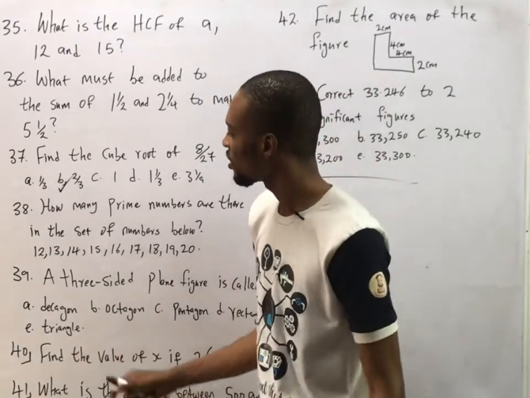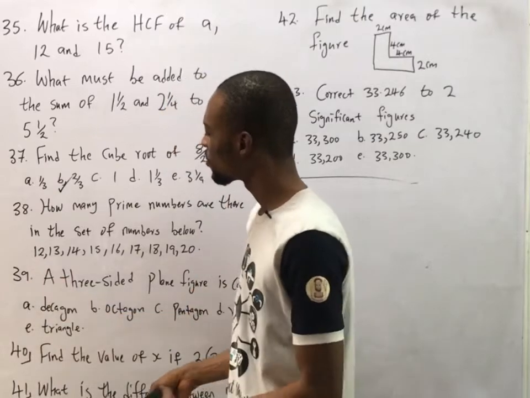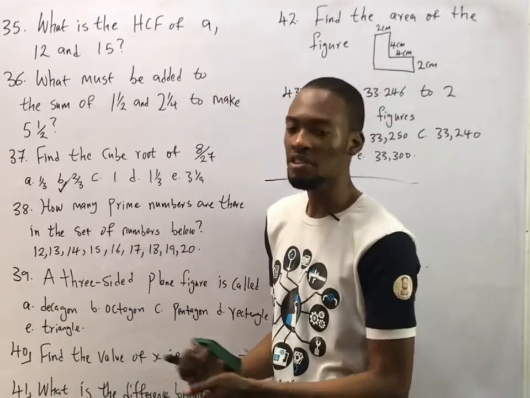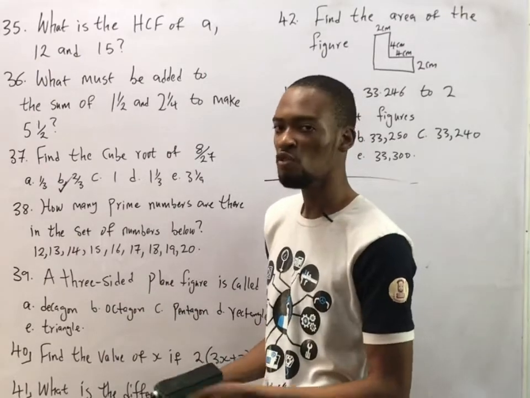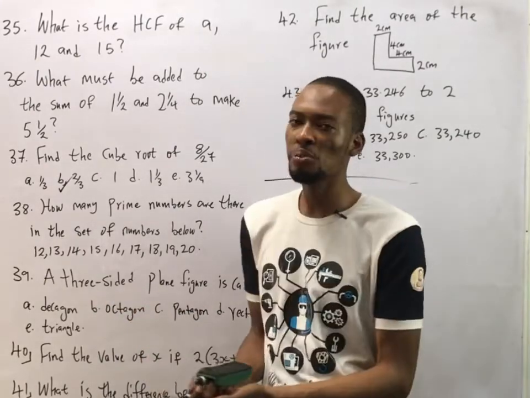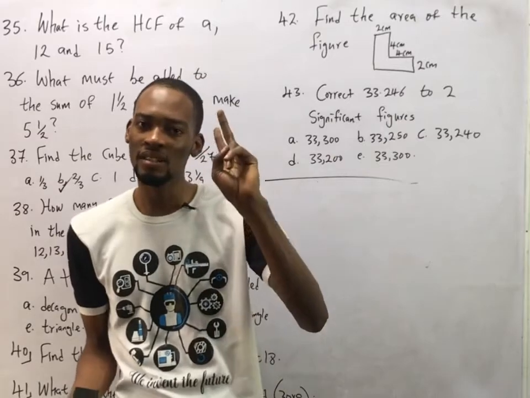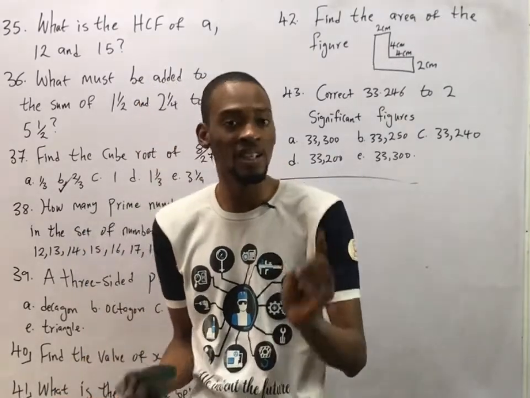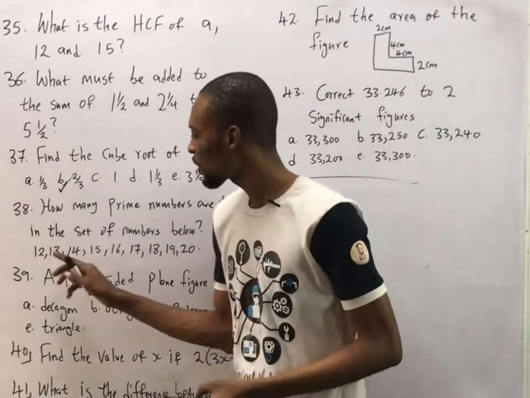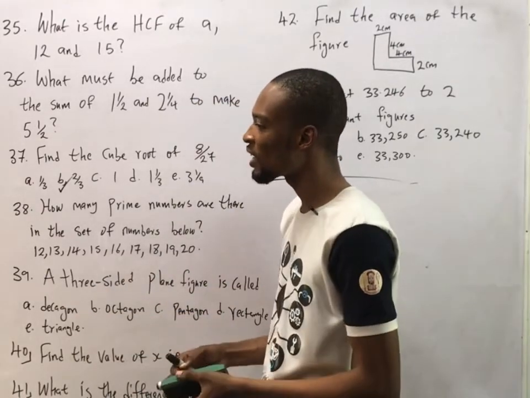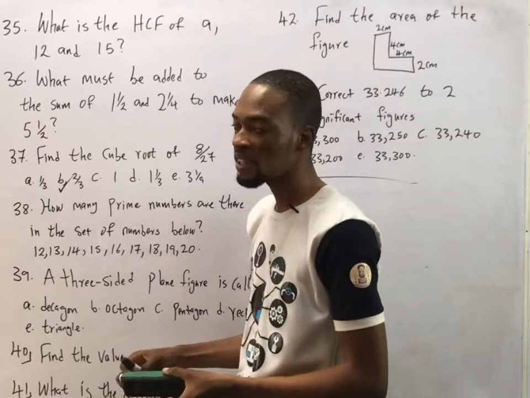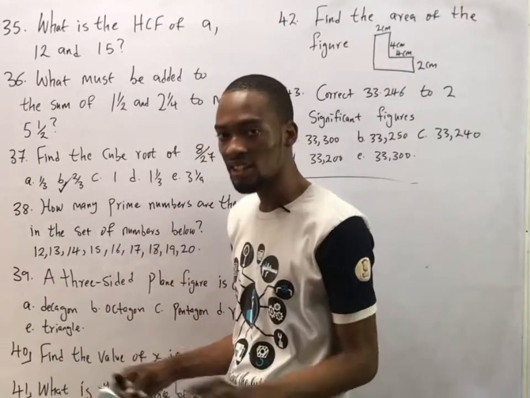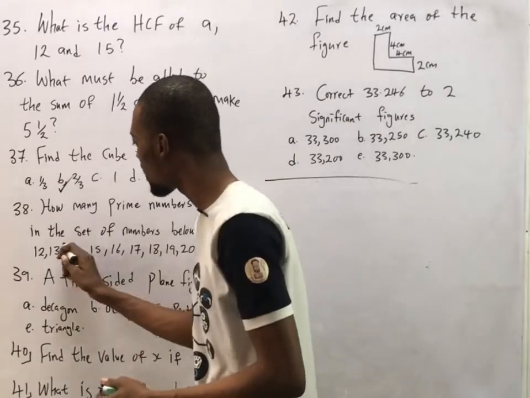So look at 12, for example. 12 can divide 2, can divide 4. So 12 is not a prime number. 12 is an even number. Even numbers are numbers that can be divided by 2. While prime numbers, they can be divided by only 2 numbers, only themselves and 1. Look at 13. 13 divided by 1 is 13. 13 divided by 13 is 1. Apart from that, nothing less. Nothing can divide 13 again. So 13 is a prime number.